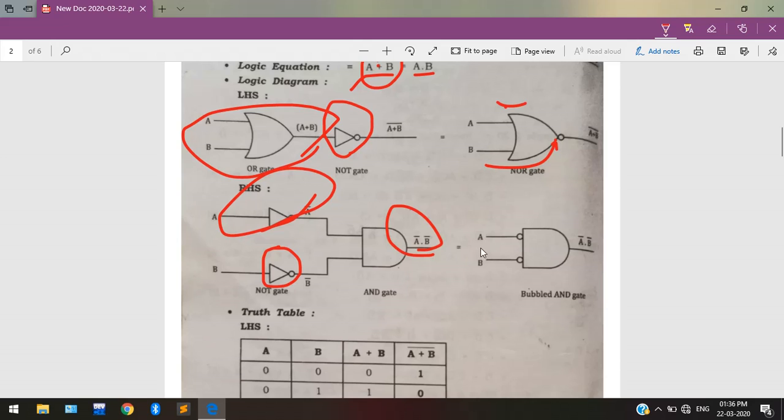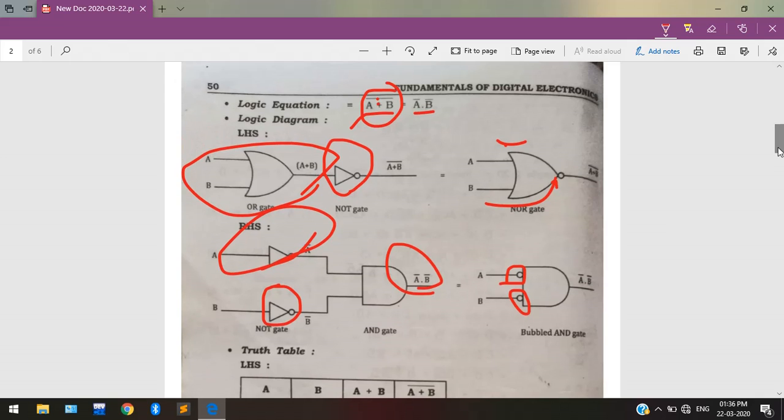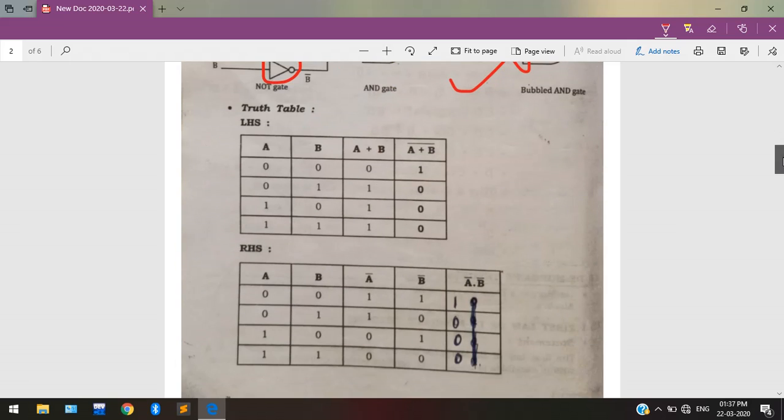Instead of a NOT gate you can simply draw a bubble here, and for the other input you can also draw a bubble. So this is a bar dot b bar. The first theorem states that (a plus b) bar equals a bar dot b bar: this is the logic symbol of (a plus b) bar and this is the logic symbol of a bar dot b bar. Now we will see the truth table of this theorem.